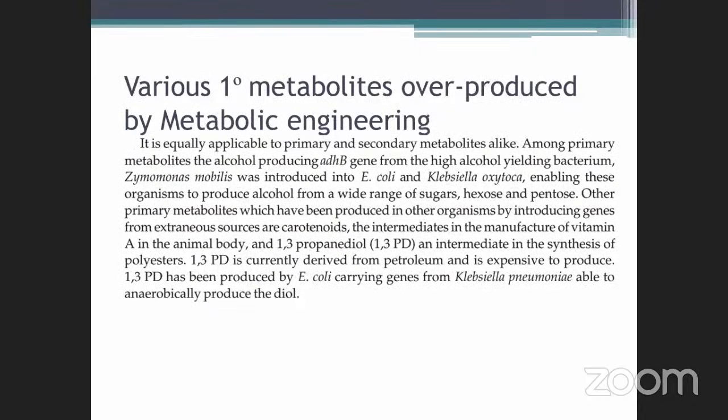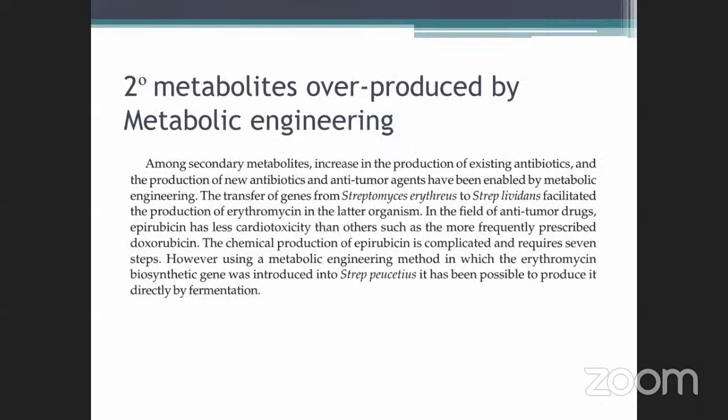So various primary metabolites are overproduced through metabolic engineering, what we have discussed, such as alcohol produced by Zymomonas mobilis, that is now introduced into E. coli and Klebsiella. Then secondary metabolites, similarly, transfer of the gene from Streptomyces erythraeus to Streptomyces lividans facilitates the production of the erythromycin antibiotic.